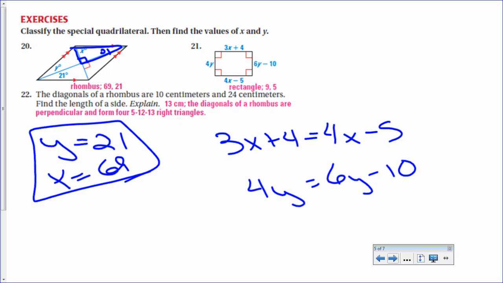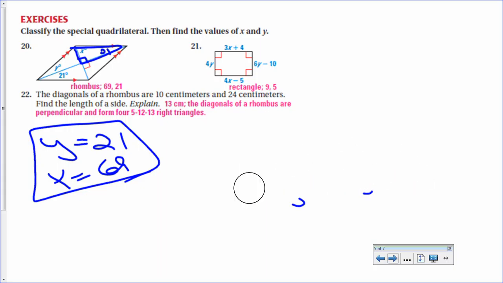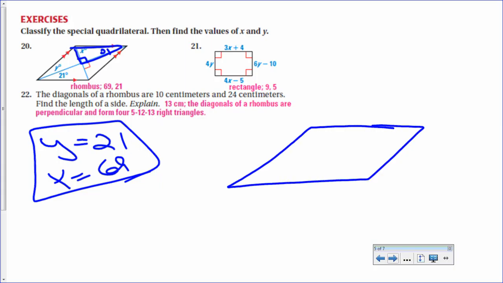If you're looking at number 22, the diagonals of a rhombus are 10 and 24. So I'll just do a rough estimate of what that would look like, guys. A rhombus, all the sides are the same, but it's definitely tilted because this one is 10. This is going to get messy. This next one here is 24. So let me put 24 on this one and 10 on this one so it looks a little better. Okay, so the shorter one's 10. Find the length of a side.